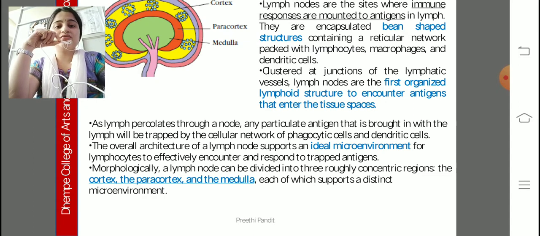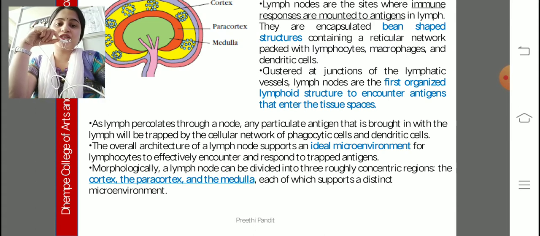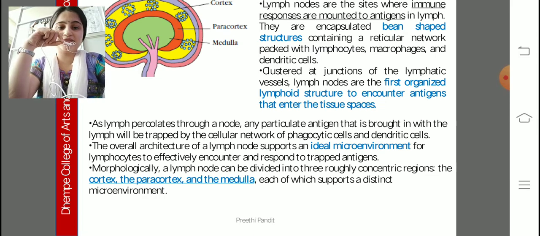So the overall structure of this lymph node supports the ideal microenvironment for the lymph node to act in a particular way and respond to that antigen. Morphologically, a lymph node can be divided into three regions, that is the cortex, paracortex, and the medulla, as I said. Okay.